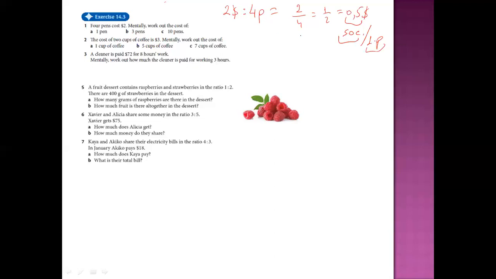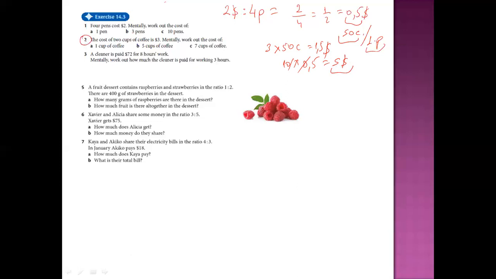1 pen is 50 cents or $0.5. And 3 pens is 3 times 50 cents, which is equal to $1.5. And 10 pens, 10 times $0.5, or you can use 50 cents, it's no problem, and with zeros cancellation or simplifying, 5 times 1 is $5. So the price of 10 pens is $5.